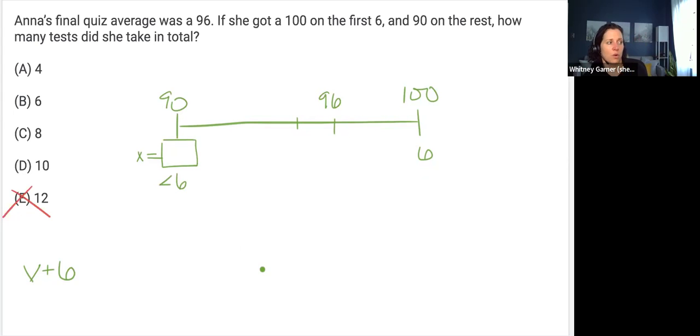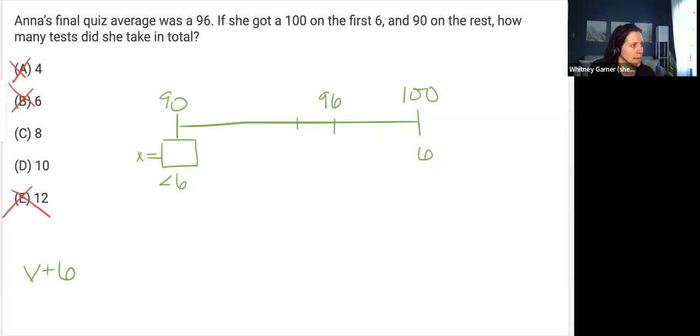So it can't be anything more than like 5, although I know it's not going to be 0 or negative. So I can get rid of A and B, right? She can't take 4 tests in total if she took 6 where she got 100. Those two won't work. So it's either that she took 2 or 4. You could test that out, but let's use the sort of tug of war to actually solve it.